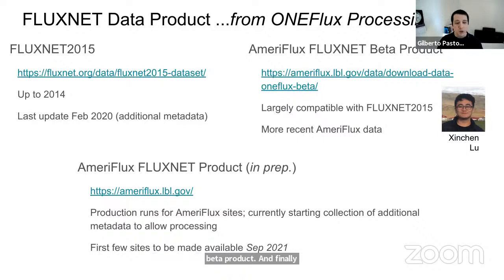And finally, we are also working on a production version of this FluxNet data product for AmeriFlux. This will be available in the main AmeriFlux website. So this download mechanism that Trevor and Margaret just described now, it will include this data product in the future. And we are now collecting the additional metadata that we need to really process these sites thoroughly with all the details correct. And the target is to have the first round of sites published in September 2021. So coming up. And that's what I had. Back to you, Trevor.